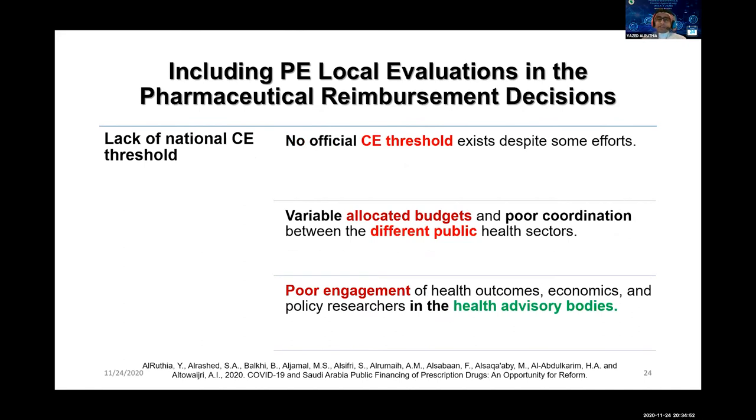Lack of a national CE or cost effectiveness threshold. The cost effectiveness threshold is how much you are willing to pay for each increment or each increase in certain health outcome. And mainly we're talking here about health-related quality of life or quality adjusted life year gain, or DALY avoided, the disability adjusted life year avoided. However, unfortunately, we don't have an official cost effectiveness threshold despite the numerous efforts that have been spent by some members in the Ministry of Health and other organizations, but still we haven't seen any cost effectiveness threshold being published nationally.